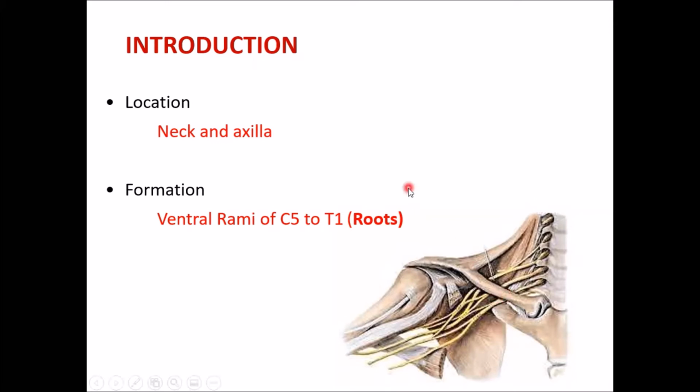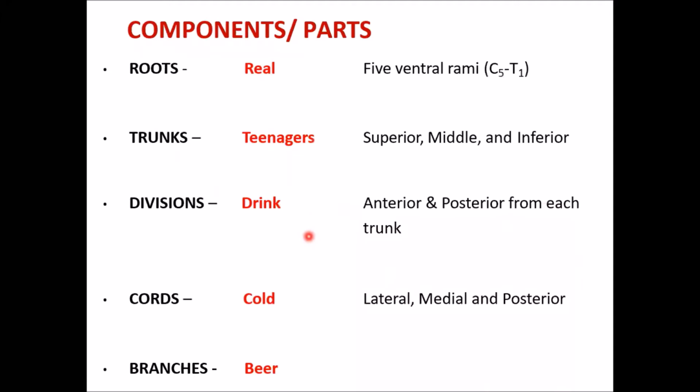And the other thing which you have to remember is how the brachial plexus is formed. Brachial plexus is formed by ventral rami of 5 roots, and they are coming from C5, C6, C7, C8, and T1. So these 5 roots join to form the brachial plexus. Then there are different components of the brachial plexus. As you can see in this slide, there are 5 components: roots, trunks, divisions, cords, and branches.